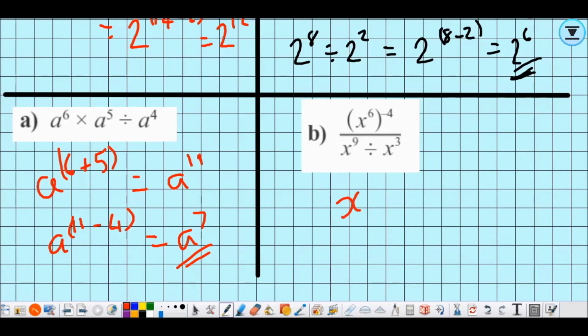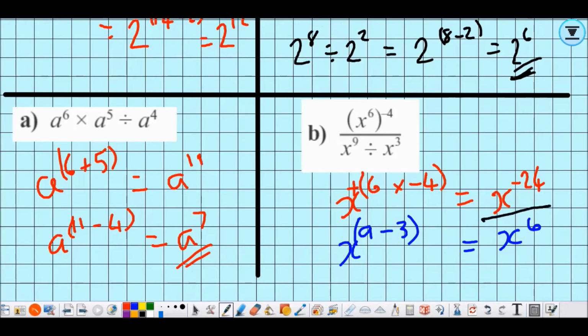So we've got x to the power of 6, and we're going to multiply it by negative 4. So that's going to give me x to the 24, and I've got a positive times a negative, so that's going to give me negative 24. Bottom line, on the denominator, we've got x to the power of 9, and remember we're going to subtract these away from each other. That's going to give me x to the power of 6.